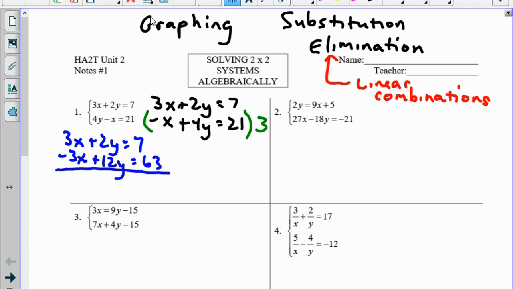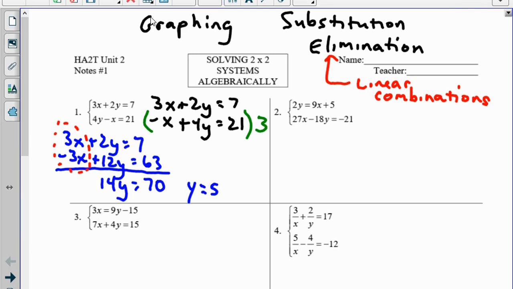The reason why this is called elimination is we're trying to eliminate one of the variables. So notice that the 3x's are now in a spot where they can be eliminated. If we just add these equations the way that we see them, 3x plus -3x goes away. 2y plus 12y is 14y, and 7 plus 63 is 70. Now we solve this and we get y equals 5.